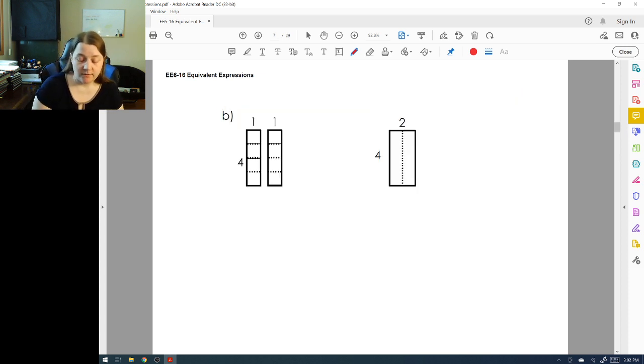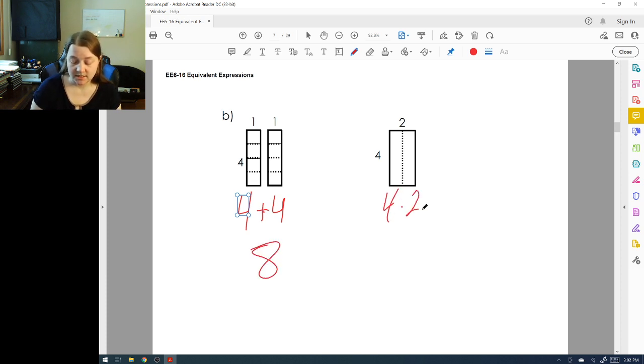Looking at letter B, we see that this area is 4 and this area is 4. So we could add 4 plus 4 to get 8, or we could multiply 4 times 2 to get 8 for both of our areas. Remember, these would be in units squared.